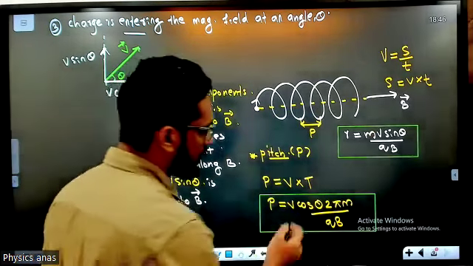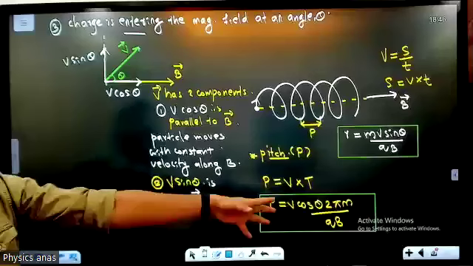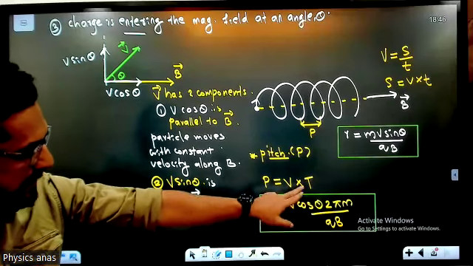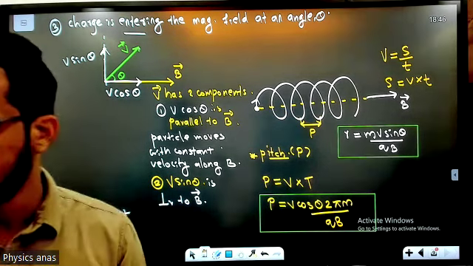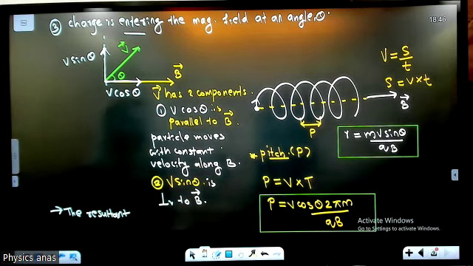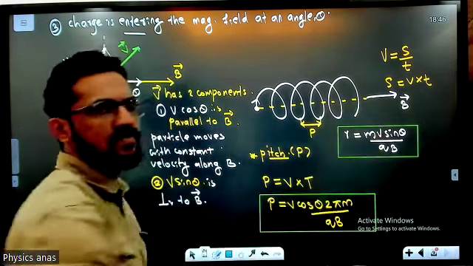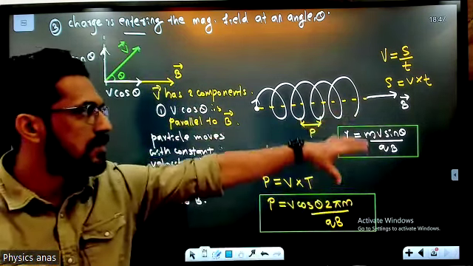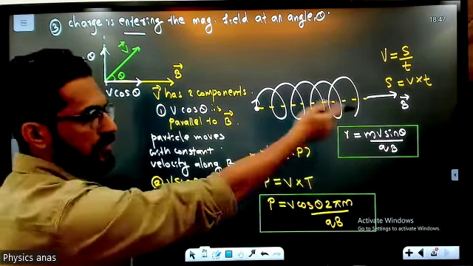V is equal to V cos theta and T is equal to 2 pi m by qB. R is equal to mv sin theta by qB, which is the radius of the circular path. You can show that equation along with the figure for the helix.